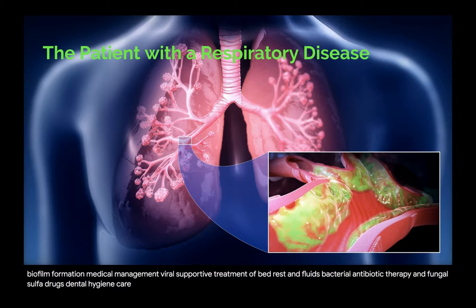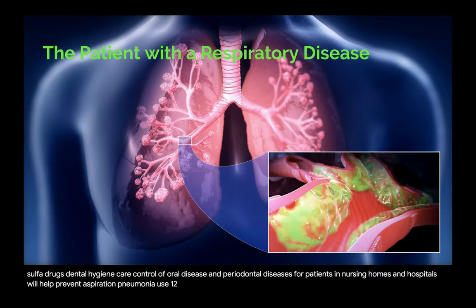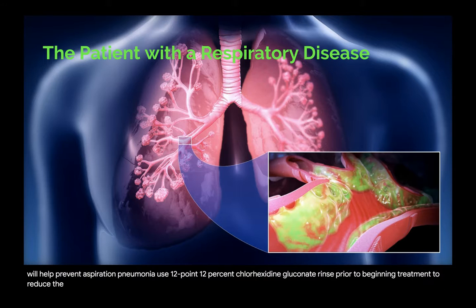Dental hygiene care: control of oral disease and periodontal diseases for patients in nursing homes and hospitals will help prevent aspiration pneumonia. Use 0.12% chlorhexidine gluconate rinse prior to beginning treatment to reduce the bacterial load. Avoid using the ultrasonic scaler due to production of aerosols.